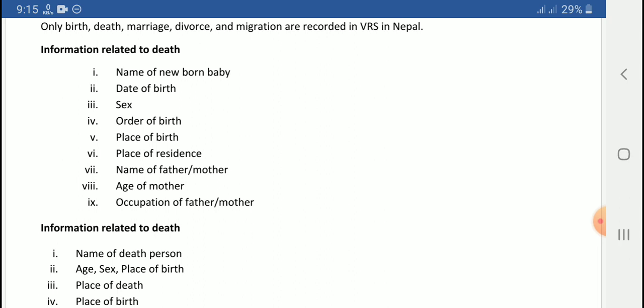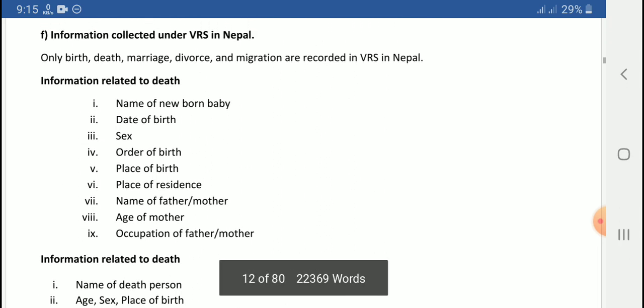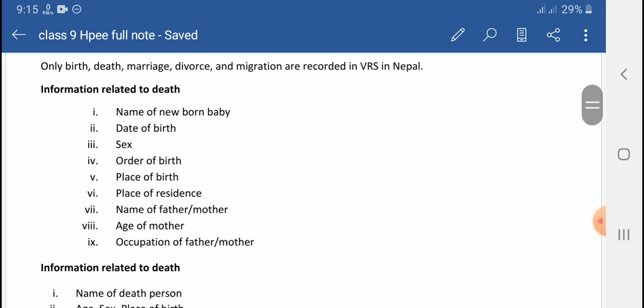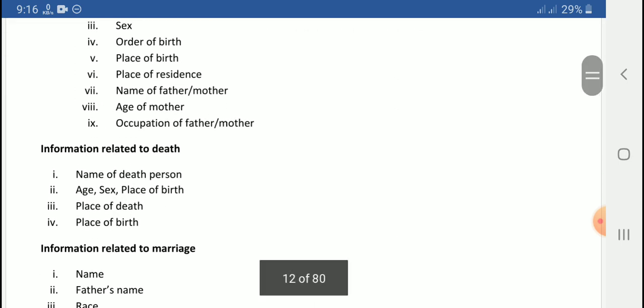And the first one here must be birth. Okay, here it must be birth, so it's by mistake it's written death over here. So new name of newborn baby, you correct it. So it's not information related to death, it's information related to birth. But the second one is information related to death, it's correct.